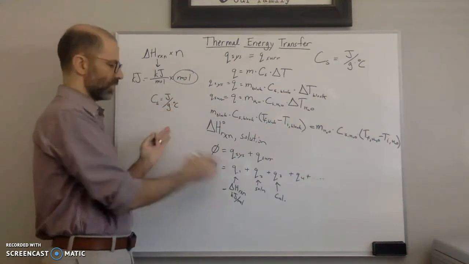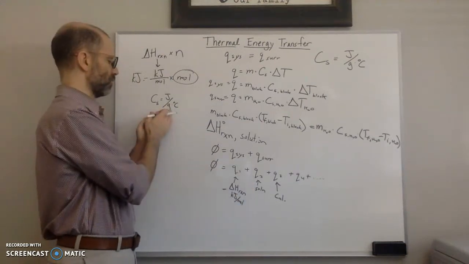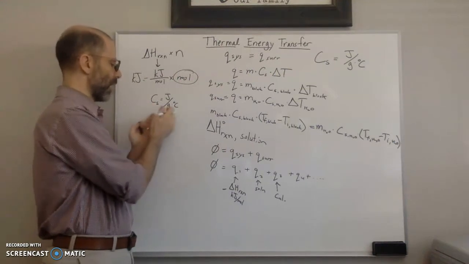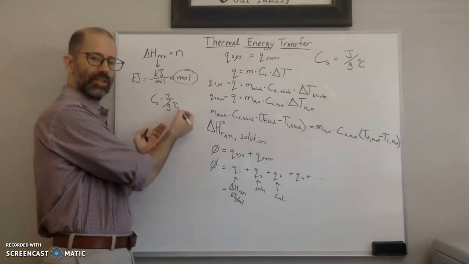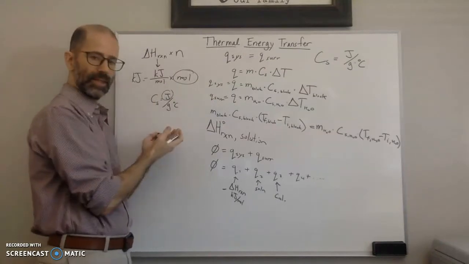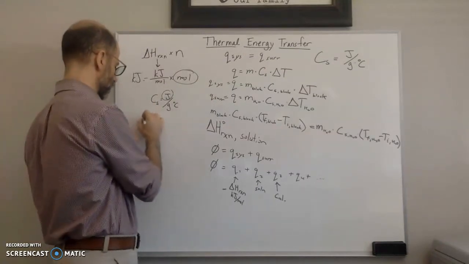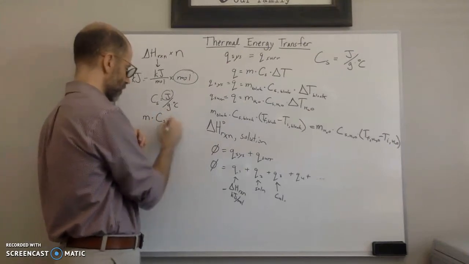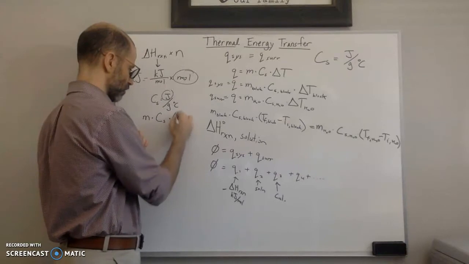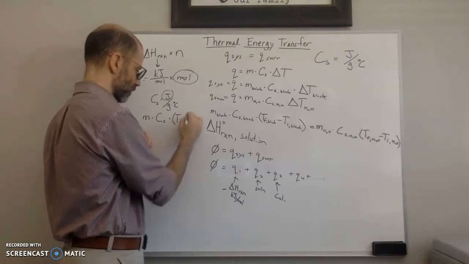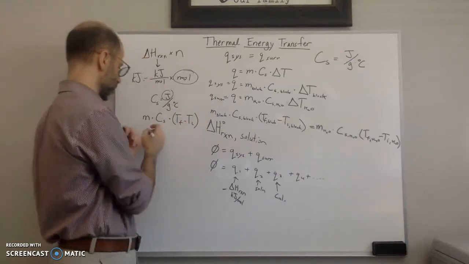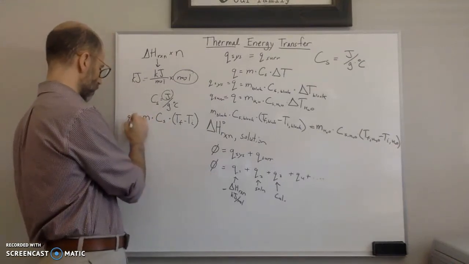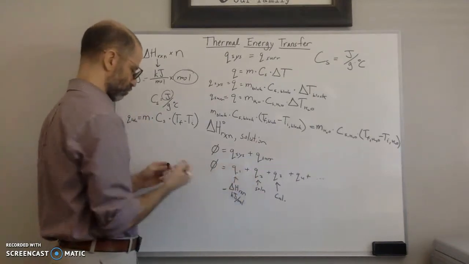So again, to get the Q value of the solution, I need to make sure I take the specific heat capacity and multiply by a mass, by a change in temperature to get joules by itself, right? So that tells me that I'm going to have to use mass times the specific heat of the solution times the change in temperature, which is going to be final temperature minus initial temperature, right? And this is the mass of the solution. So that's going to be Q of the solution, which is going to be my Q2, right?